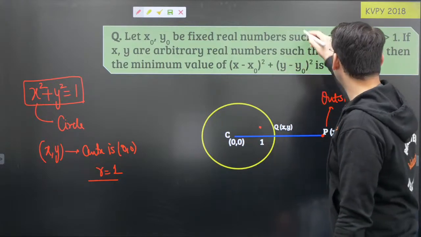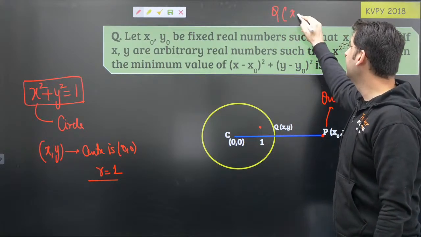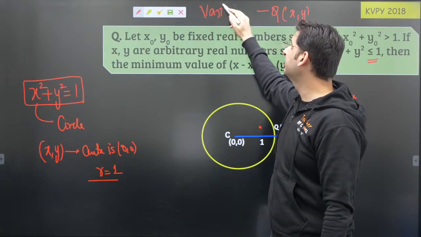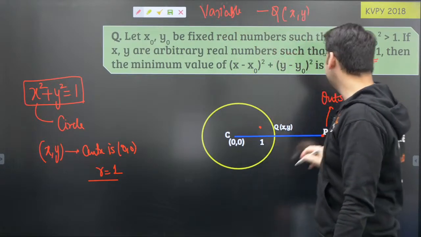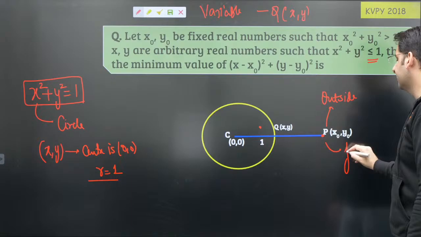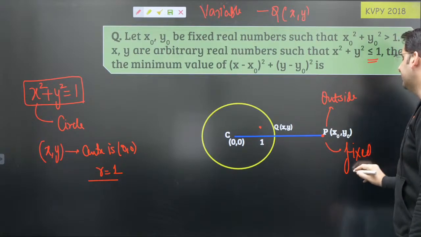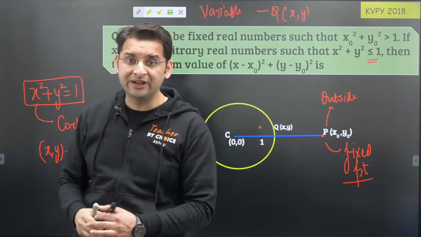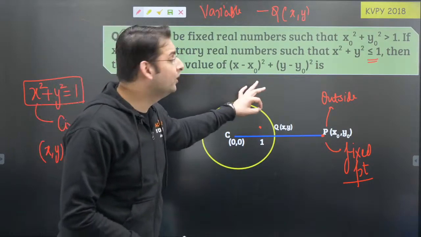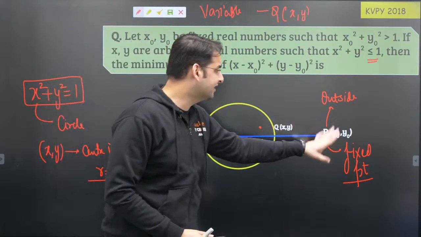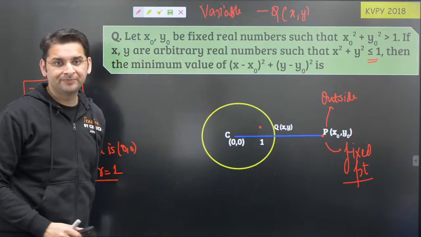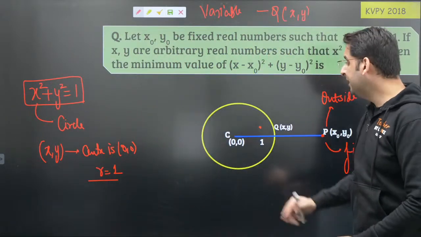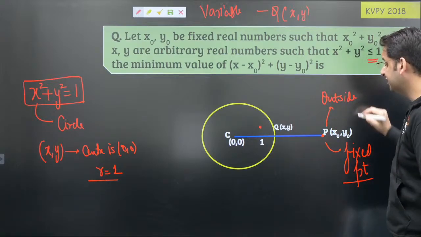Okay, let us take point Q to be x, y, and this is a variable point, and this was a fixed point. P is a fixed point and Q is a variable point. So P is a fixed point, Q is a variable point. Okay, center is 0, 0, its radius is 1, point P is outside the circle, and this is a fixed point.